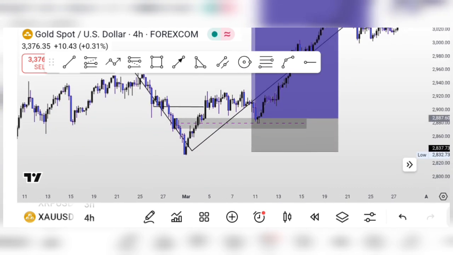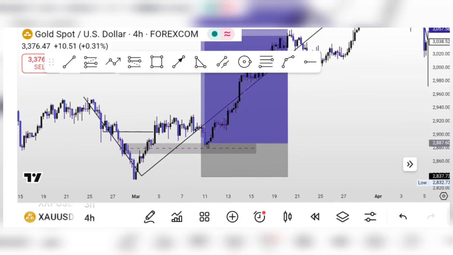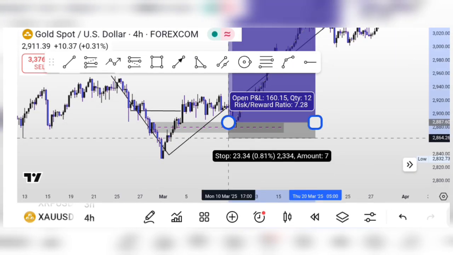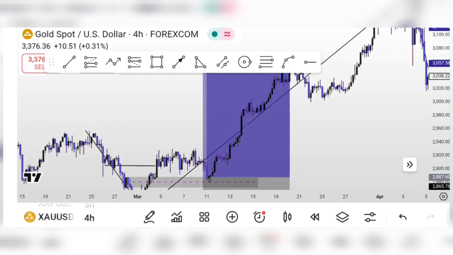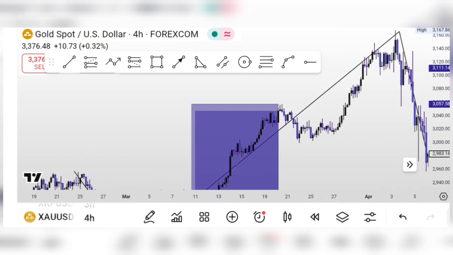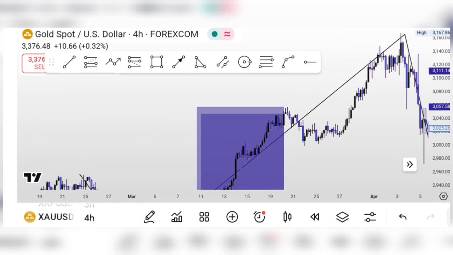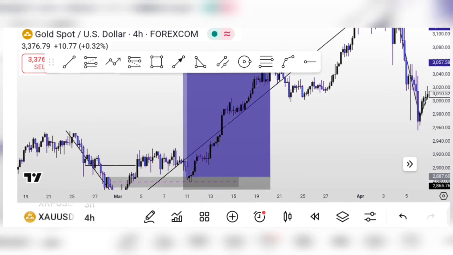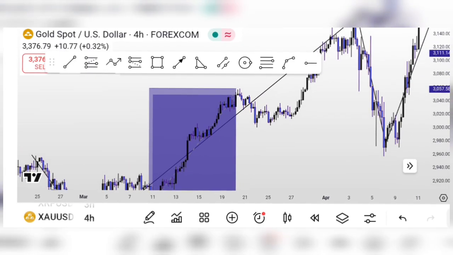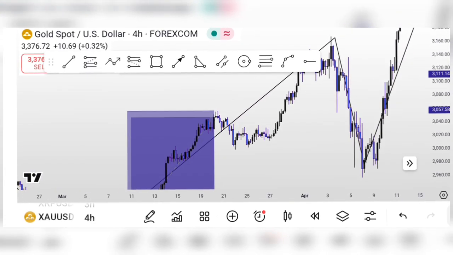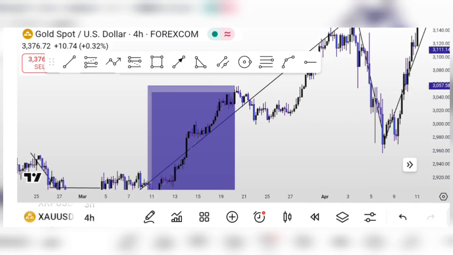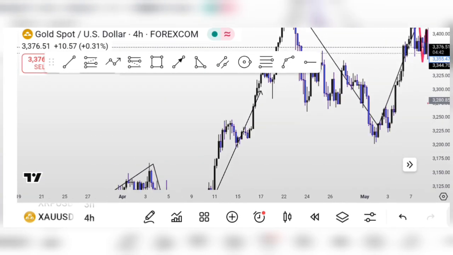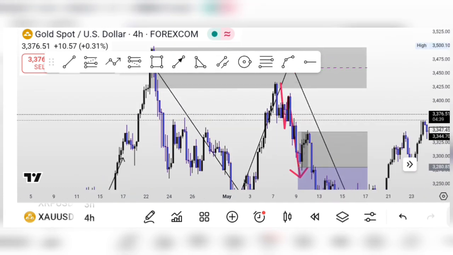So after this break of structure here, mark another block here. You see the move we will catch here. All these movements are what we catch, and if you use the macro lot, you'll be getting up to $50 or $60 on that movement. So that is how you catch it. I have decided to show you guys more.